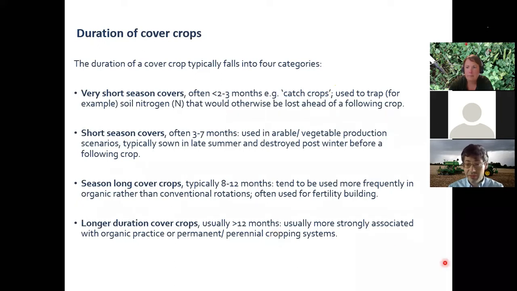And then there's the season-long cover crops, which are typically 8 to 12 months, tend to be used more frequently in organic systems rather than conventional rotations, but again used for building fertility. And then there's the longer duration, so at least 12 months, typically associated with permanent perennial cropping systems. But there has been some research in Canada where they used a brassica cover crop for alleviating soil compaction, and it was quite severe compaction, and they grew the brassica for 24 months to really aid the soil restructuring.